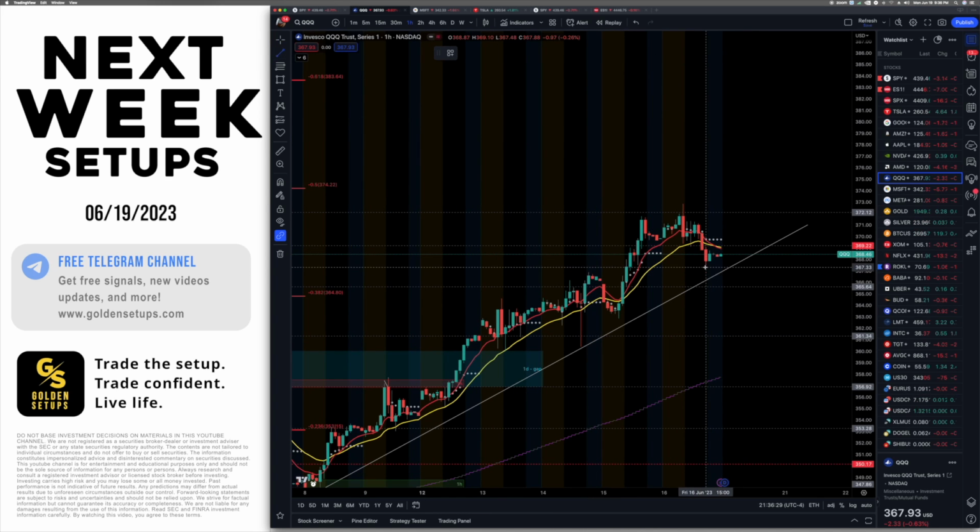And we're looking at it on the hourly time frame. So we break down below this line. Maybe we hit this trend line, and we move back up, or we continue down. But the trend line would be a great place to take profits.